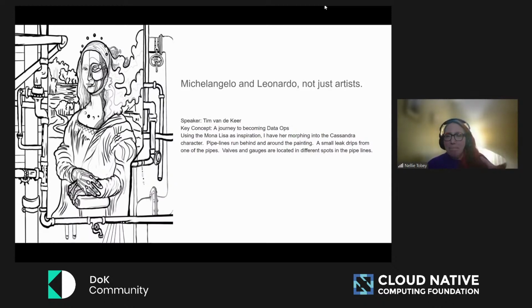So for this drawing, you just listen to it. And I have Mona Lisa kind of morphing into the Cassandra character. And I have all these pipelines, and they have valves, and they have gauges. There's a little leak there. So this is kind of the amalgamation of taking what I could read from the summary and trying to interpret it and give it a picture that would be memorable and fun to engage with.